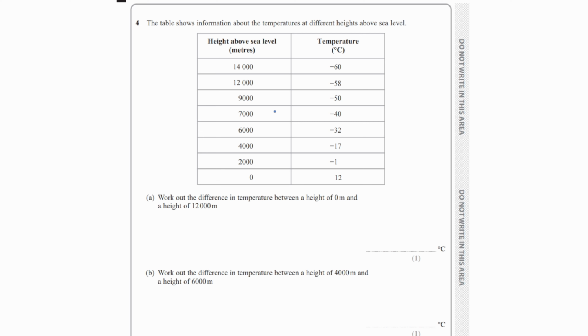So question 4, the table shows information about the temperatures at different heights above sea level. Work out the difference in temperature between a height of 0 meters, that would be down here. We're talking about this temperature, 12 degrees, and a height of 12,000 meters, which is our negative 58. So we want to know the difference between these two numbers, which means we want to subtract them from each other. So I can do 12 subtract negative 58, and then I'll use my calculator to do that. That was the same as 12 add 58, which gives me an answer of 70. So the difference in temperature is 70 degrees.